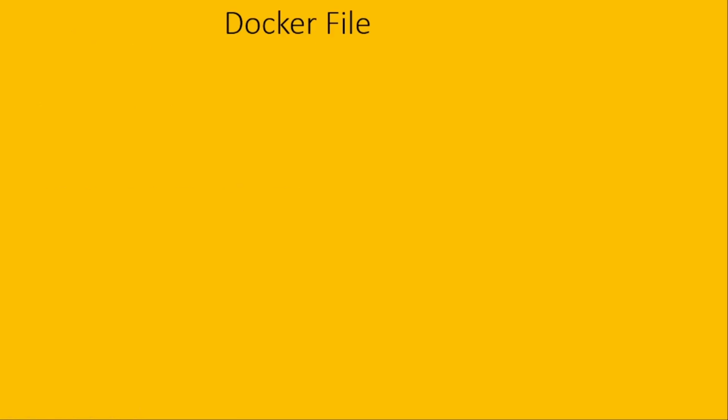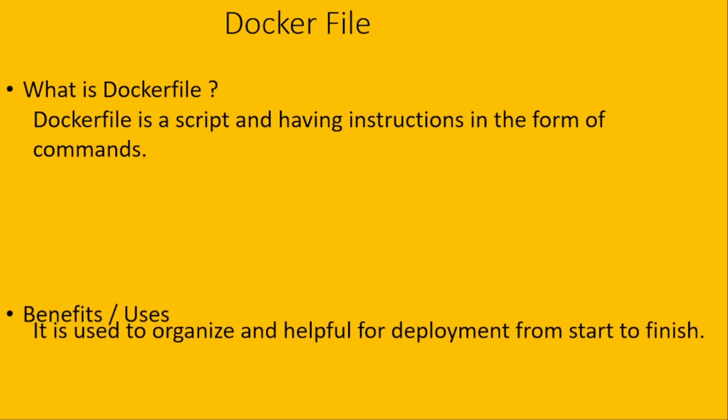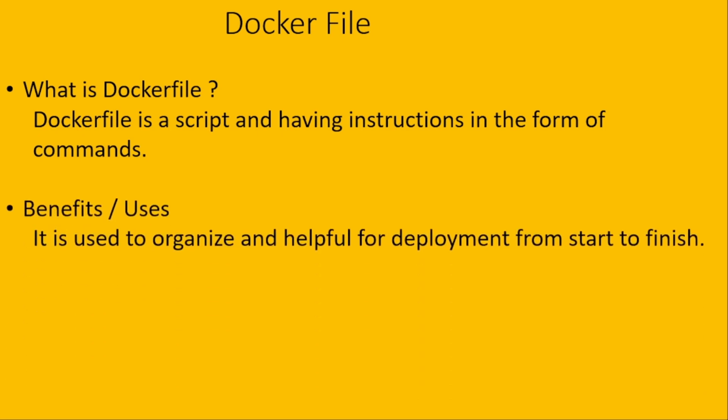Now come to our new topic, that is Dockerfile. So as I said previously, there are two ways to create an image. One is from the running container, and the other one is Dockerfile. So a Dockerfile is a script containing instructions in the form of commands. Its benefit or use is that it is used to organize and is helpful for development from start to finish.